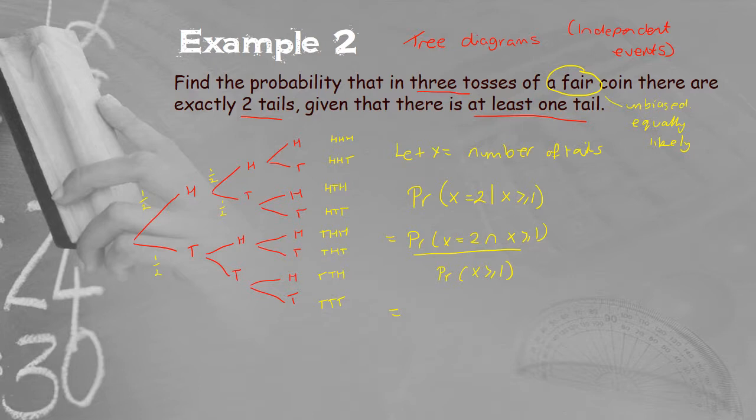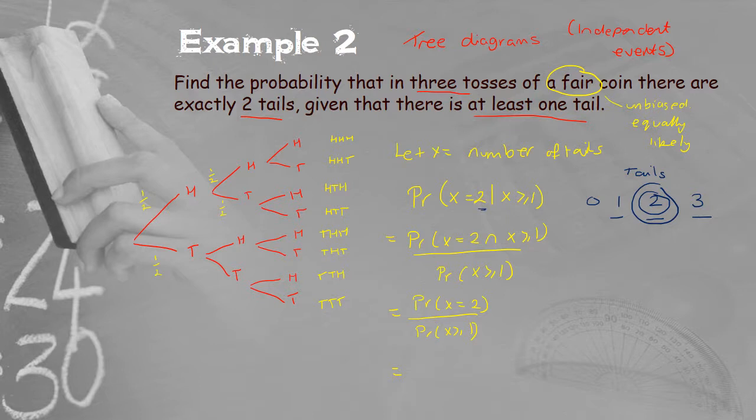If we think about where this happens, our options for our tails is we could get 0, we could get 1, we could get 2, or we could get 3 tails. These are our options. For x equal to 2, we want just this possibility. For x greater than or equal to 1, it could be this option, 1, 2, or 3. The only place they intersect, where these both occur, is just here. So this is actually the same as saying the probability x equals 2 over the probability x is greater than or equal to 1.